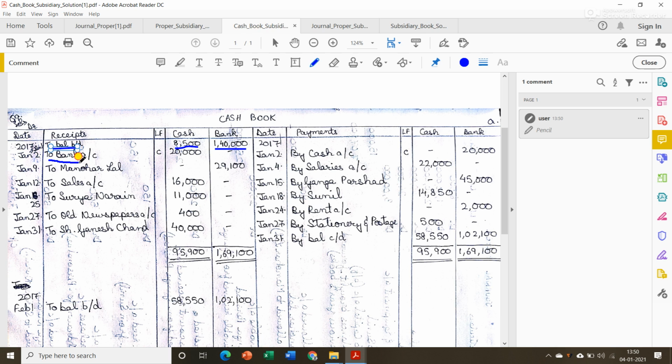Then next for contra entry, that is withdrawal from bank, we will pass entry in cash book. On debit side we will write to bank account, because when withdrawing from bank, this is receipt side, we are receiving cash. So 20,000 in cash column, and in credit side, since it is a payment, we will write by cash account, and who is paying that 20,000 of amount? Bank, so we will write in bank column.